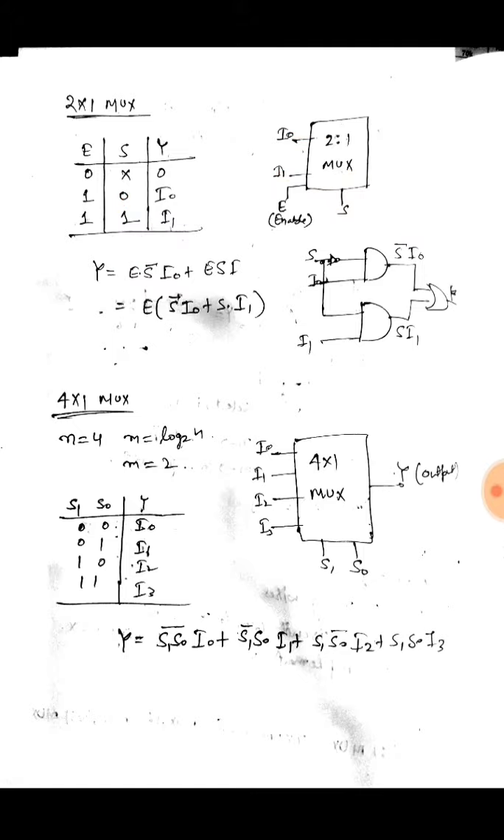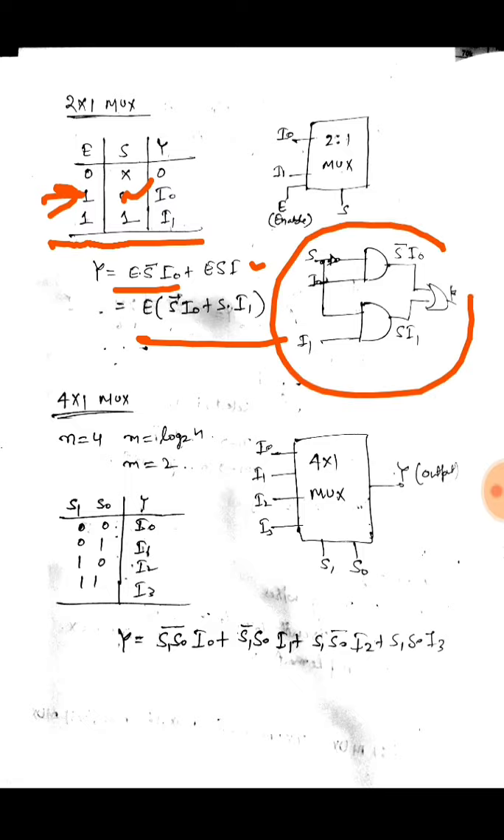If I write the equation for the output, it would come out to be Y = E into S bar, that is S is 0 in this case, into I0, plus E into S into I1. So this would be our equation for output. We can realize it using two AND gates and one OR gate.